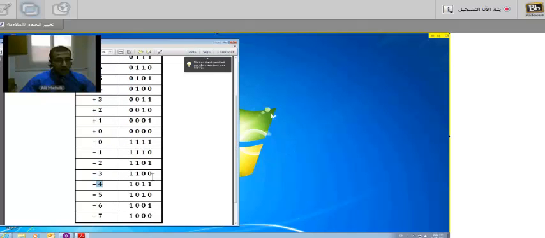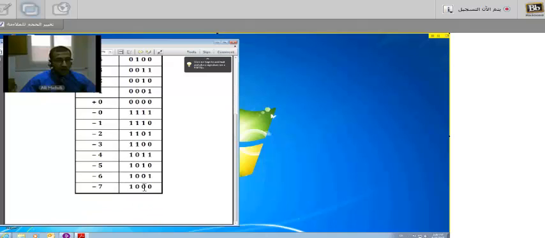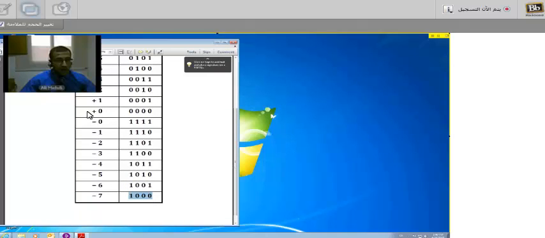These obviously are the opposite. For example, if you take the 7 it is 1, 1, 1, 0. But if you take the -7, it is the opposite, 0, 0, 0, 1. Now we do have a major problem here. Now look at the 0. We have a 0 and we have a -0. Because obviously the 0 in binary is 0, 0, 0, 0.